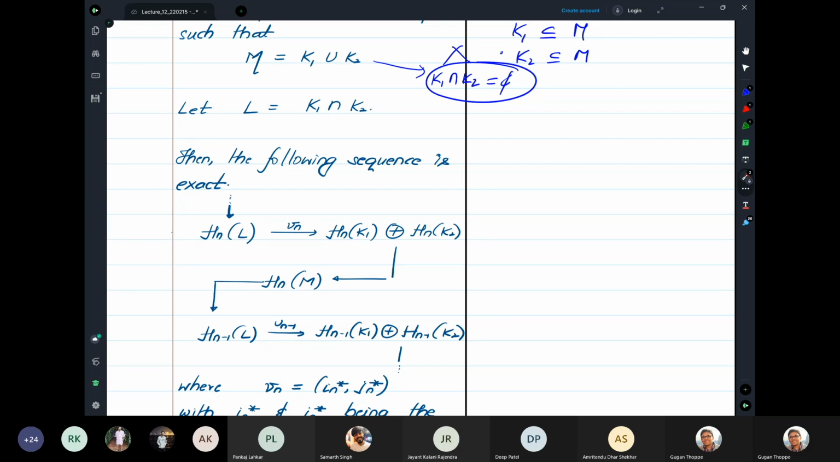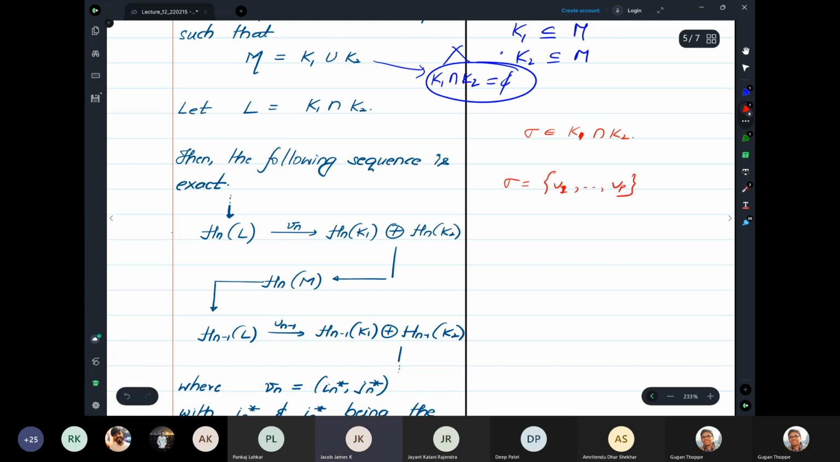Yes, Jacob, would you like to try? Suppose there is a face having p vertices, let's say sigma is in K1 intersection K2, and what you are saying is that it has p vertices. So let's say V1 to Vp, is that correct? Yes, okay. And since this face belongs to both K1 and K2, then its subsets must also be part of K1 and K2. Very good. Okay, so that's the argument.